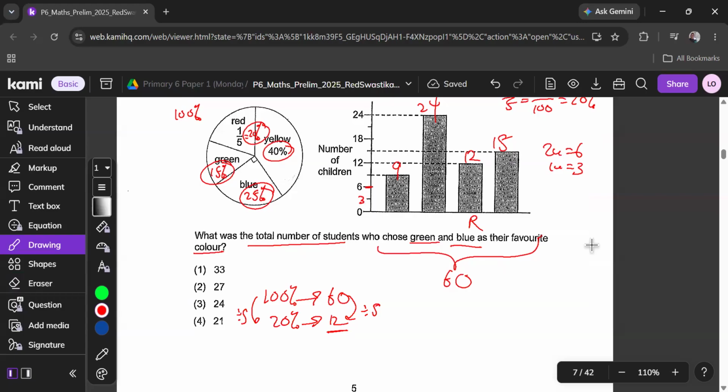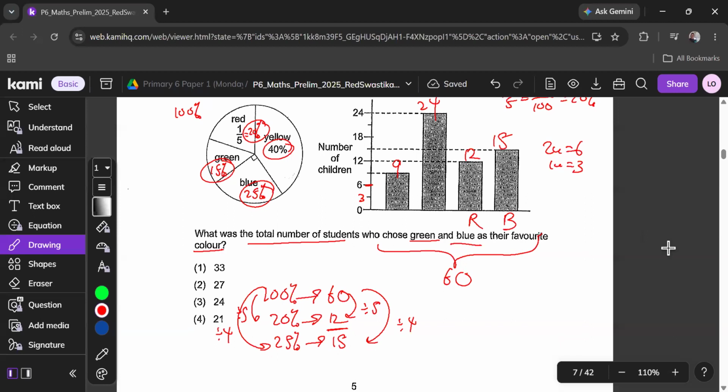Okay, red. Then the blue is 25%. So 25%, you can actually divide by 4. Okay, then divide by 4. 60 divided by 4, you get 15. So 15, this must be blue, right? Okay. And then what else?